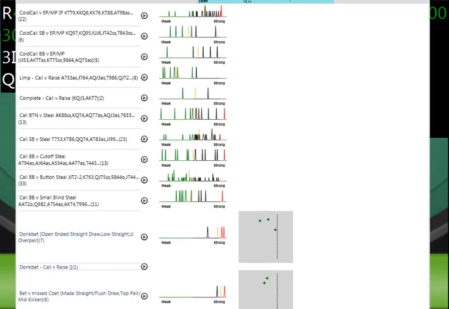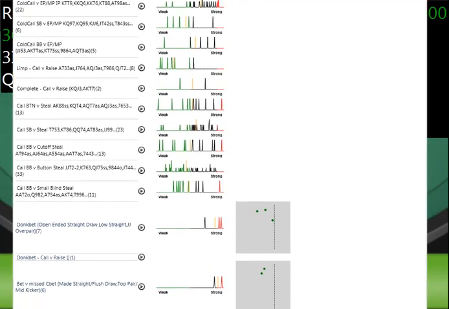Now you can look at the spark graphs and get a general idea of their hand strength. More sparks to the left means their hands are weak. More sparks to the right means their hands are strong. Or you can just hover over the description and you'll see all the hands that they used in that specific spot. At the bottom of this pop-up, you'll see some aggression range graphs, which would be donk bet and then bet versus a missed c-bet.